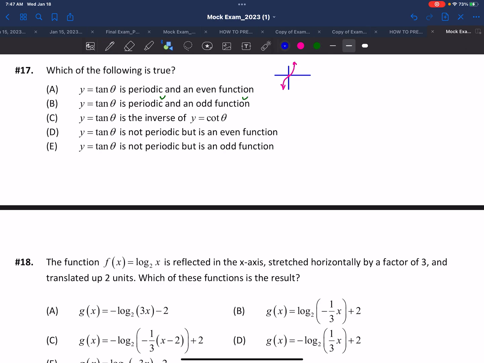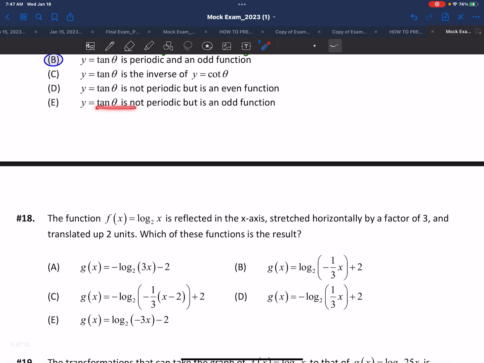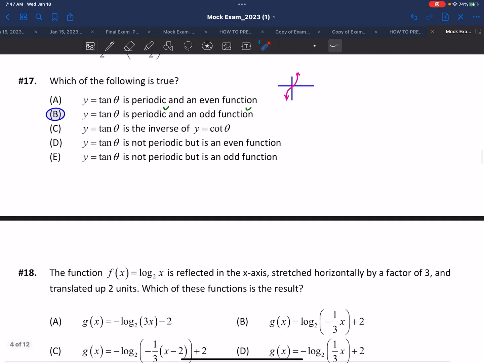But I would continue reading all the options just to be sure. Y equals tan theta is the inverse of cotan theta. As a matter of fact, tan and cotan are related, but they're not inverses of each other. They're reciprocals of each other. So this is not true. Y equals tan theta is not periodic, so I would stop here and say, no, that's not true. Tan is a periodic function, so no need to continue reading. And tan theta is not periodic, which means that I'm super confident that option B is the correct answer.